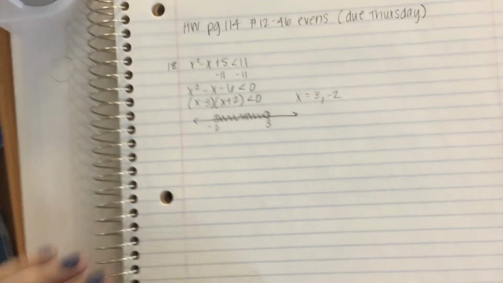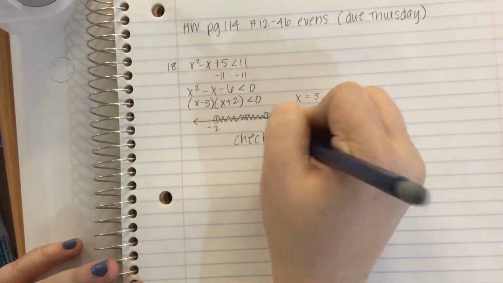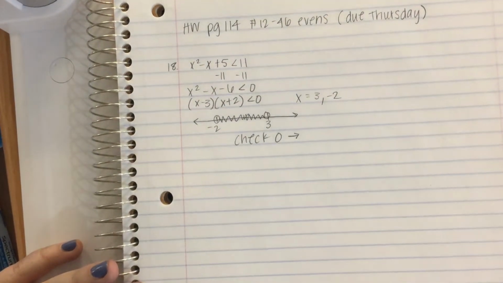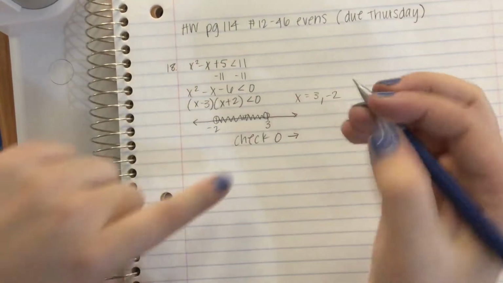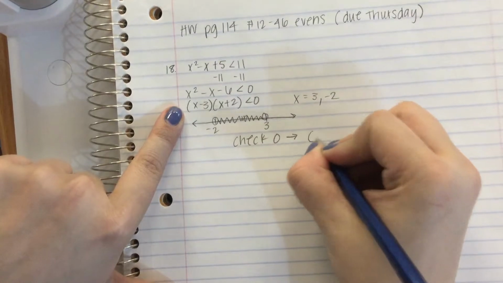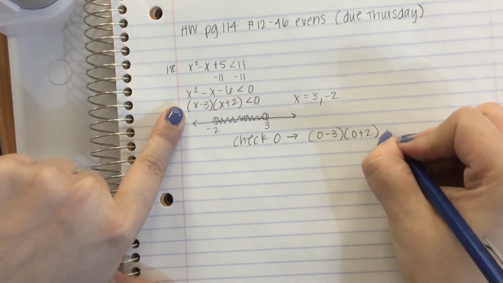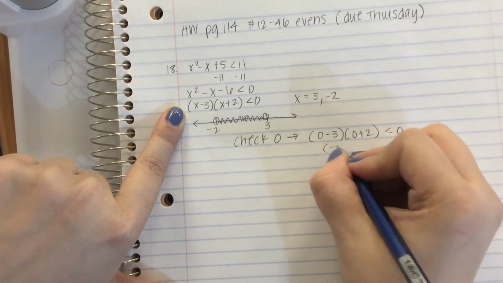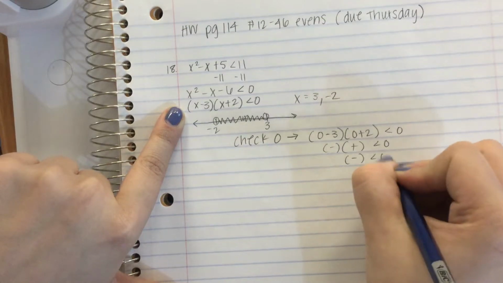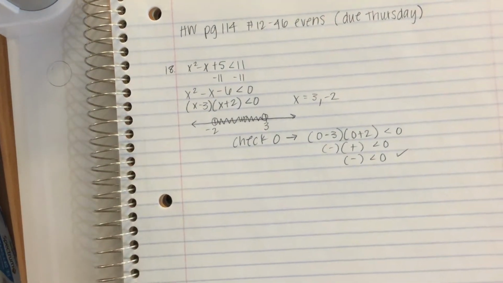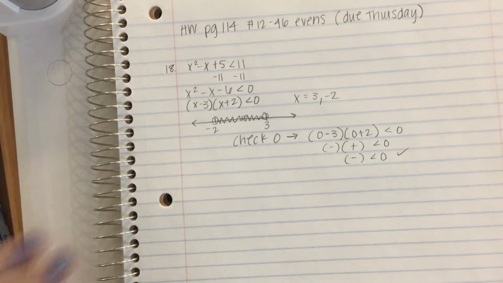Wait, why does it work? So let's check 0. That should be your first rule, because most people don't even read through them. So if I plug in 0, I'm going to get 0 minus 3 times 0 plus 2. I get a negative times a positive. This is a negative, less than 0. It works. Okay, so that's that guy.